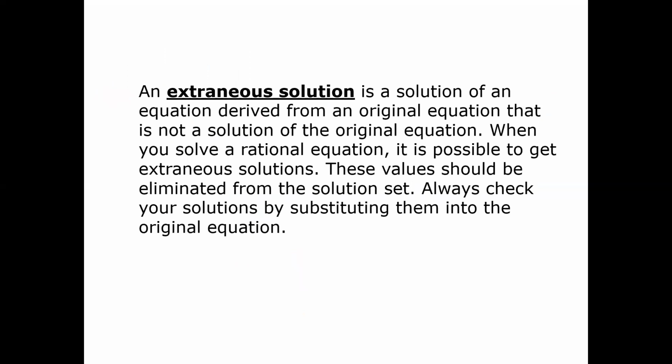So we have what we call an extraneous solution. So what is an extraneous solution? An extraneous solution is a solution of an equation derived from the original equation that is not a solution of the original equation. So when you solve a rational equation, it's possible to get an extraneous solution. This value should be eliminated from the solution set. Always check your solutions by substituting them into the original equation. So extraneous solution, in short, is a solution of your new derived equation, but not the original equation.